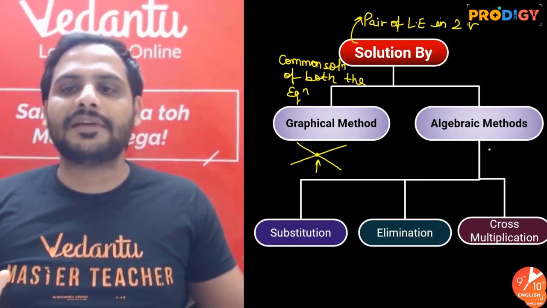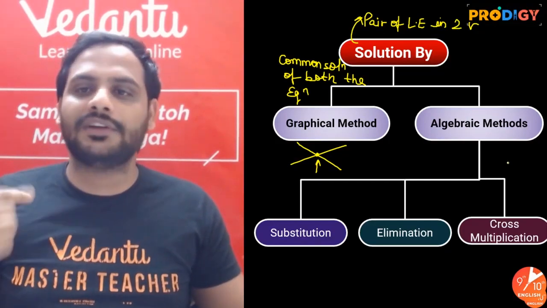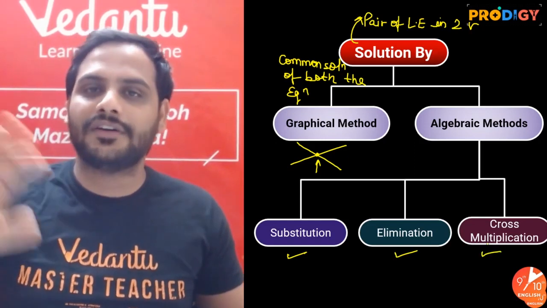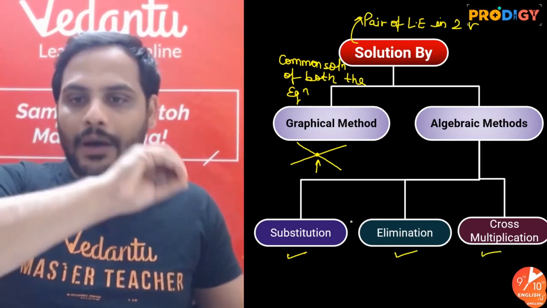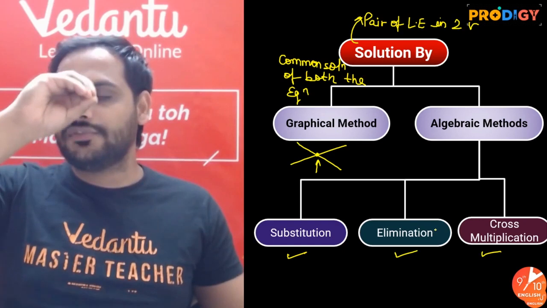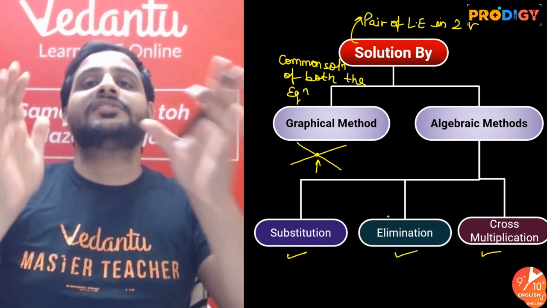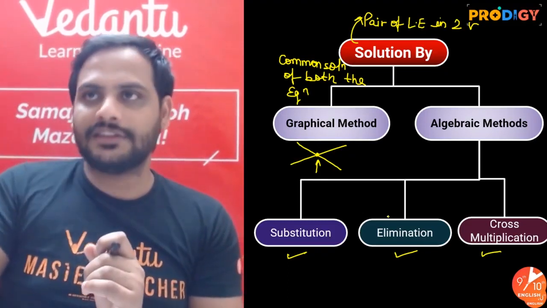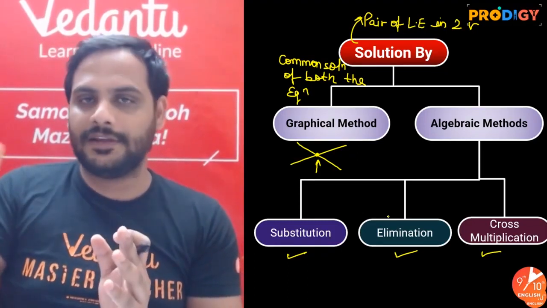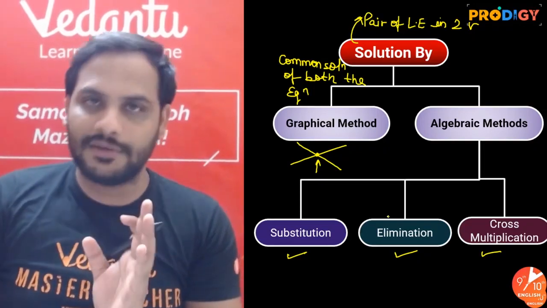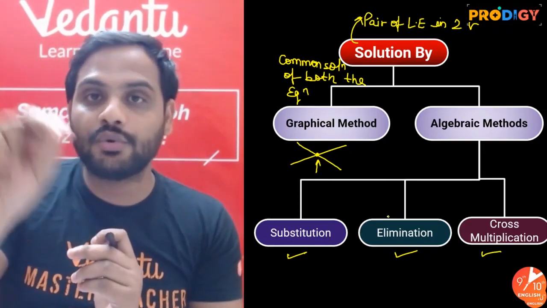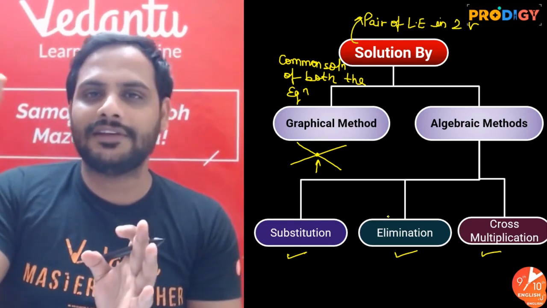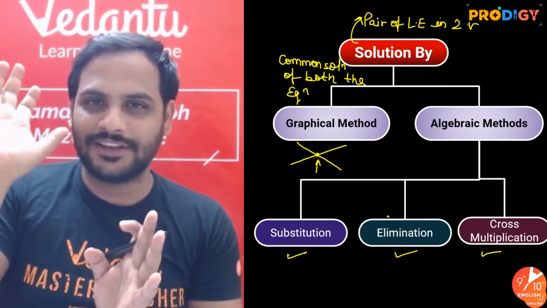Then the algebraic method. Here we do not draw the graph. With calculation we get the answer. So we have the substitution method, elimination method, and cross multiplication method. Now guys, out of these three methods, you can use any method you want if the question does not specify the method to be used. But if the question says to solve by the elimination method or cross multiplication, in that case you have to solve by that method only. So it is very important that you go through all three methods. Personally, I like the elimination method. I feel it is the best one. We can solve the equations quickly with that.